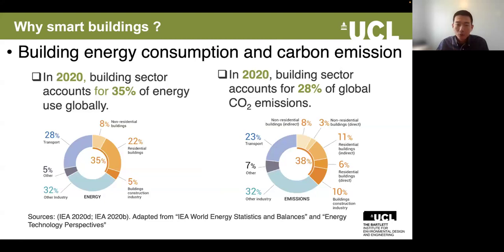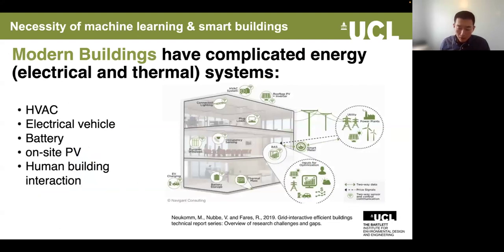Within this context, what roles do building sectors play? If you see the left-hand figure, over one third of energy was used by building sectors in 2020. And if you see the carbon emissions, around 28% of carbon dioxide was produced by the building sector in 2020. Based on these two figures, we can conclude that buildings are one of the largest energy users and carbon emitters around the world. Next slide, please.